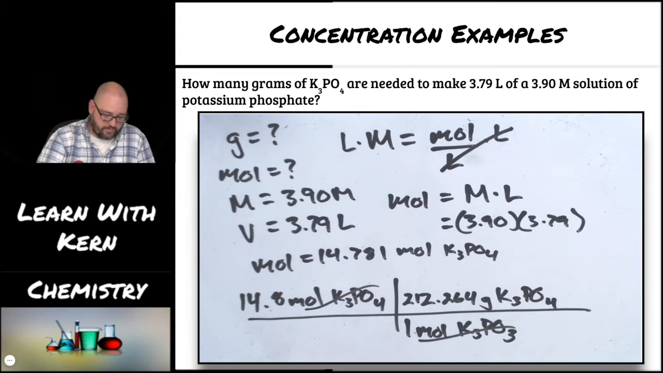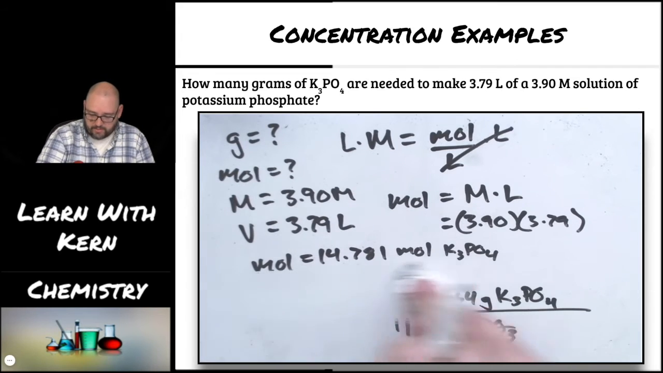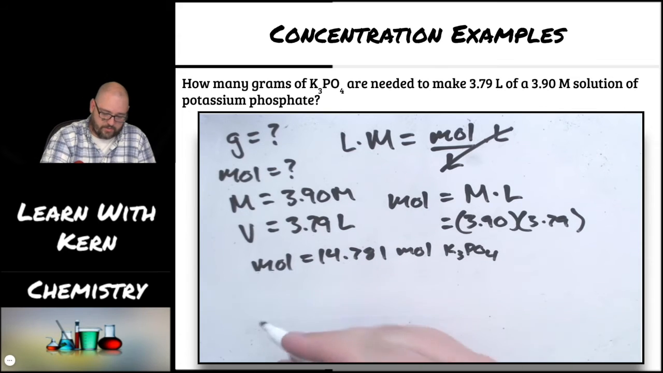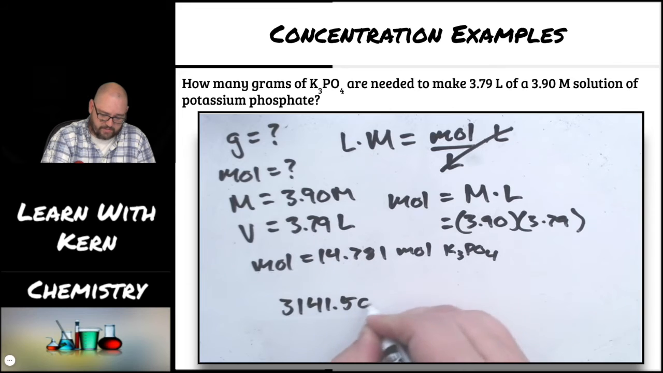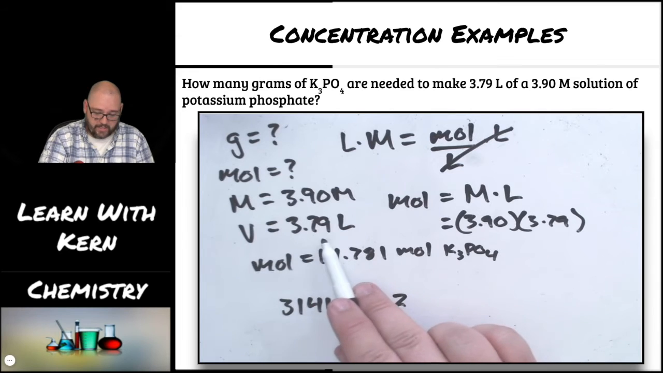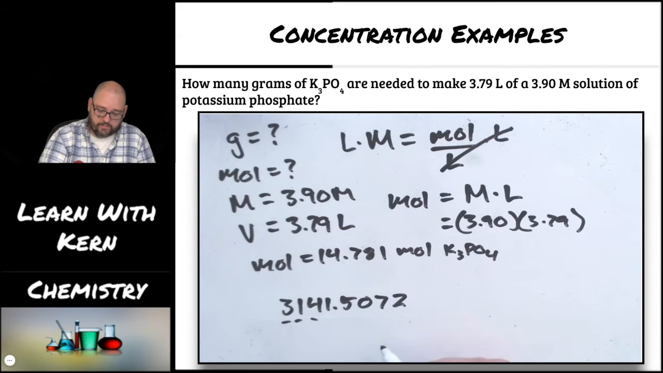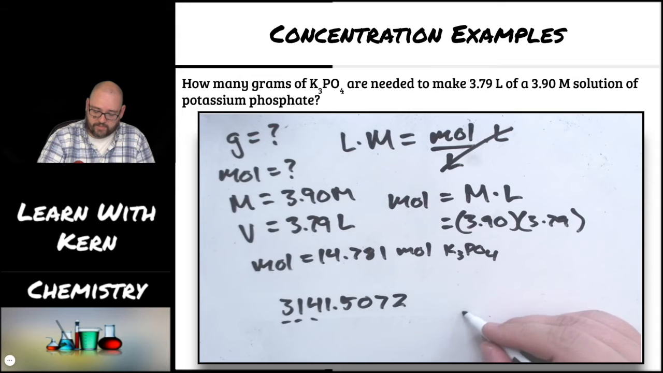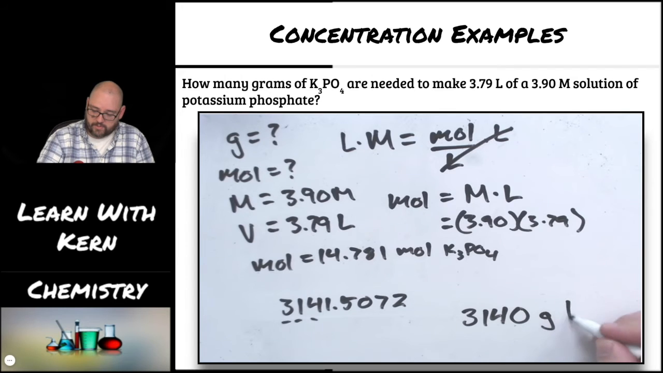So now I'm simply going to do 14.8 times 212, and that's going to give me an answer of, forgive me, I'm going to erase this. That's going to give me an answer of 3,141.5072. But again, I need proper significant figures of 3. So 1, 2, 3. So my final answer is 3,140 grams of potassium phosphate.